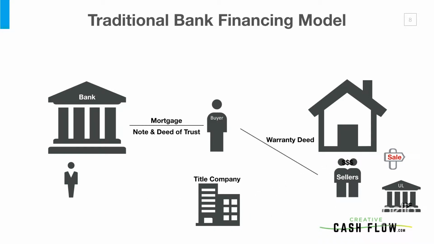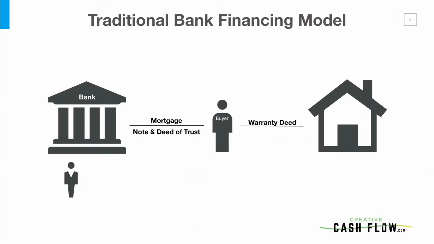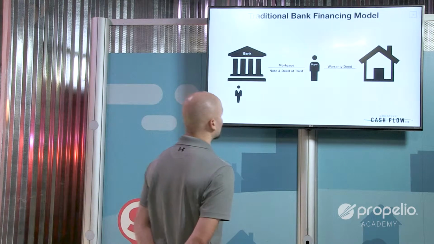The title company is going to pay off the underlying lender, and they're going to give whatever the remainder amount is due to the sellers. So what you're left with at that point in time is a buyer who has a warranty deed, which gives them ownership of the property, and a deed of trust and a note, which gives them their mortgage with their bank. What I want you to notice here is that these are two, or well, really three different documents.